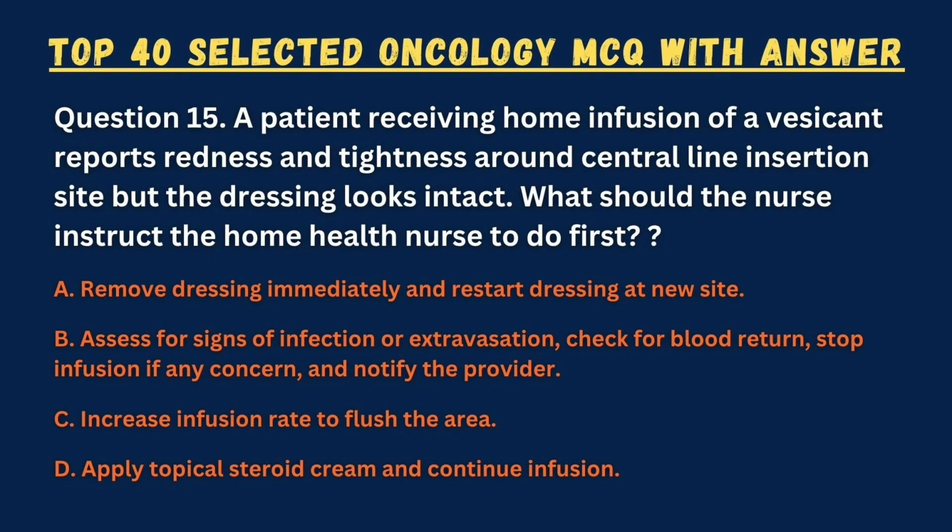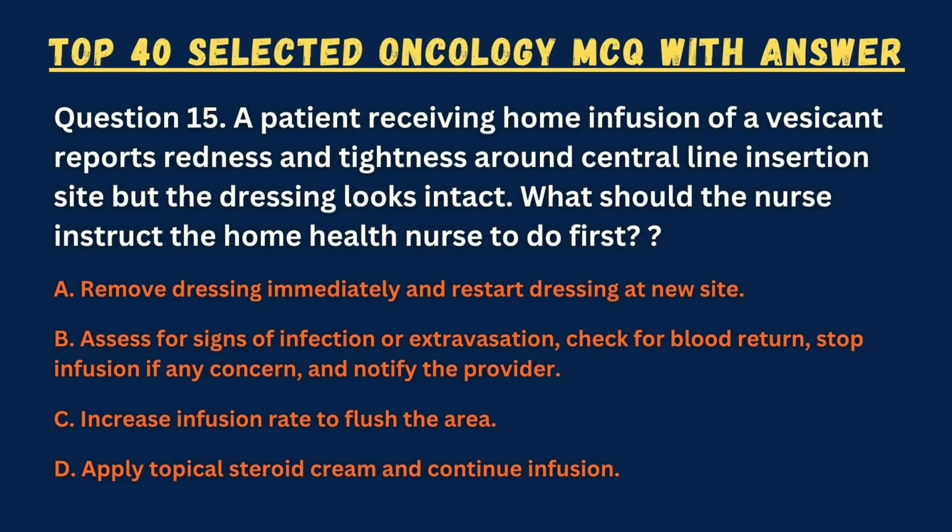Question 15. A patient receiving home infusion of a vesicant reports redness and tightness around central line insertion site, but the dressing looks intact. What should the nurse instruct the home health nurse to do first? A. Remove dressing immediately and restart dressing at new site. B. Assess for signs of infection or extravasation. Check for blood return. Stop infusion if any concern, and notify the provider.